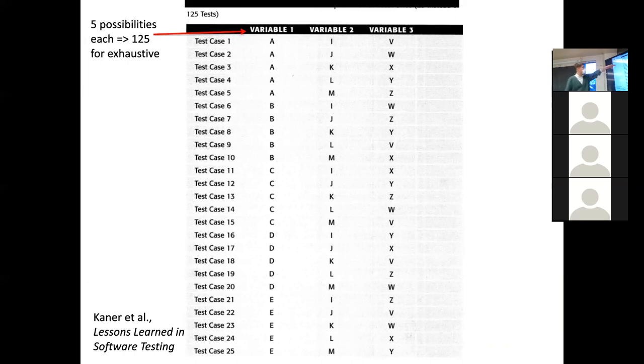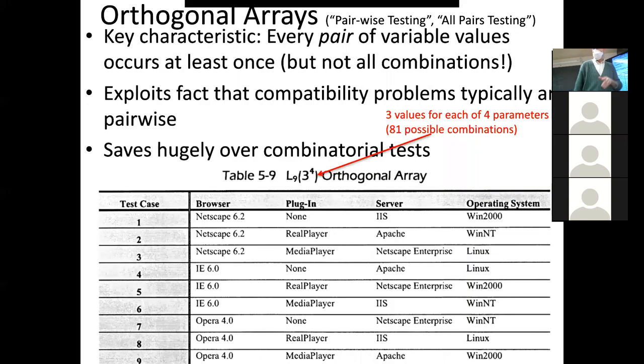5 times 5 times 5, like this, 5 times 5 times 5, 3 times, because there's 3 columns. Instead of dealing with all possibilities, you only deal with 25, and that's all. Now, you may ask, what's the big deal these days? Computers are fast, why not test all 125?